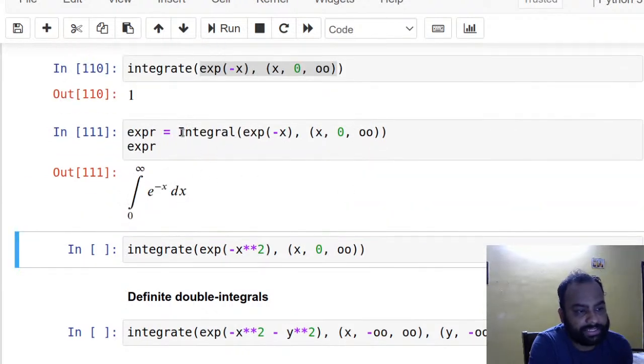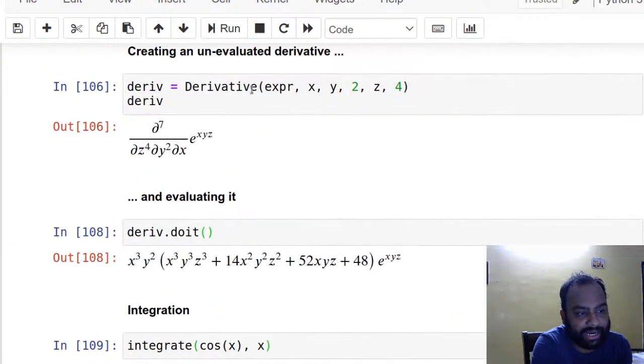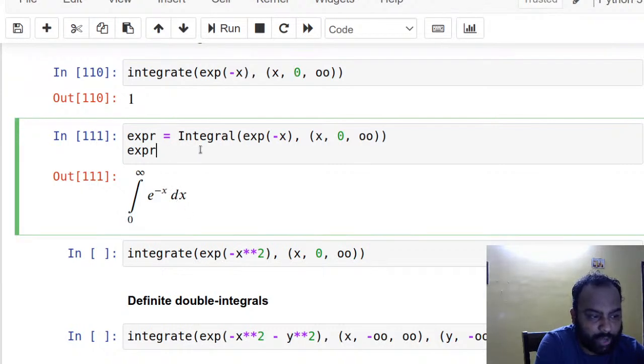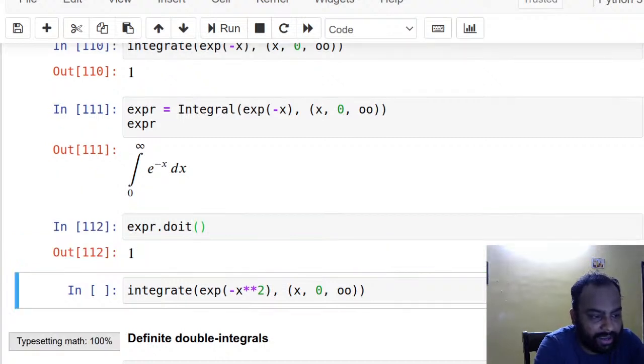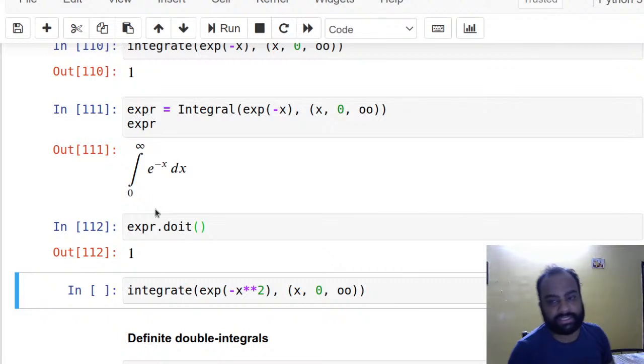See, this is again very similar to that unevaluated derivative thing. So if I say that, it shows me the integral but without evaluating it. So this is essentially the integral of e to the power minus x with respect to x from 0 to infinity. And with that I can call the method do it on the expression, and of course it evaluates the result, it becomes 1. So I can do all these things in this way.